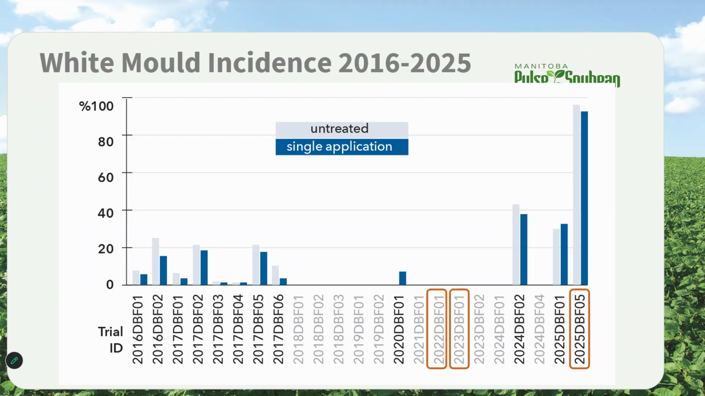So this is an example of how in low risk years with low disease incidence, we can still see a yield difference with the fungicide. But I will say it is possible that the white mold showed up after we did our ratings and we didn't catch it. So, except for 2025, there was lots of white mold, but no difference in ratings between treated and untreated.